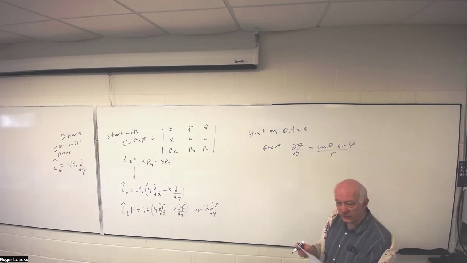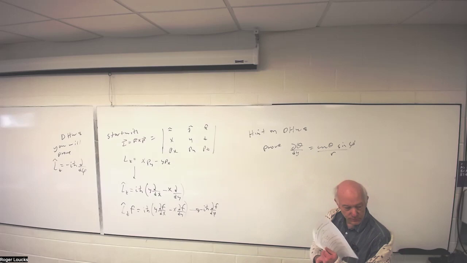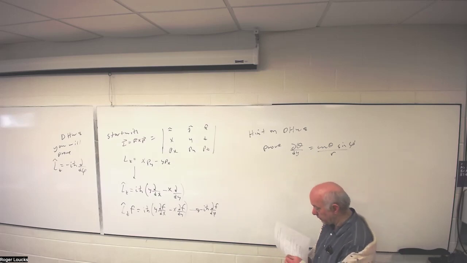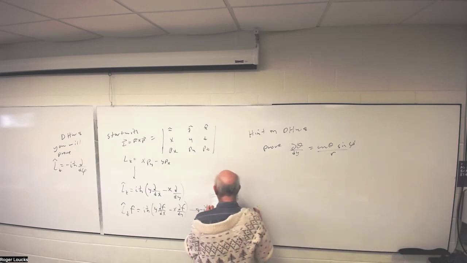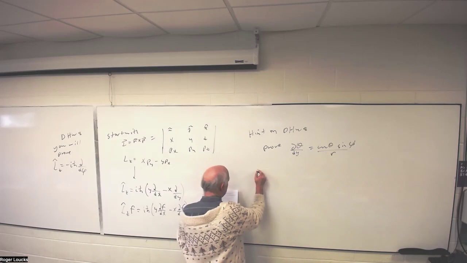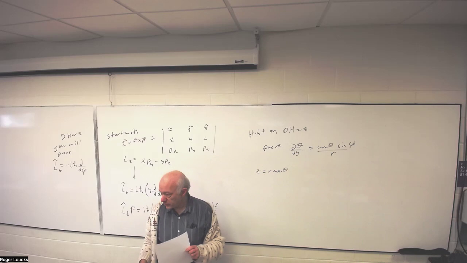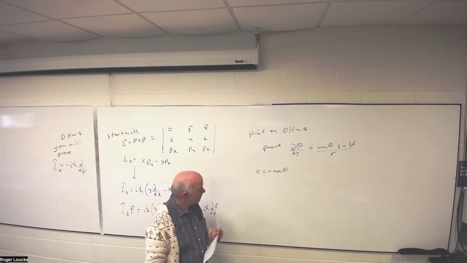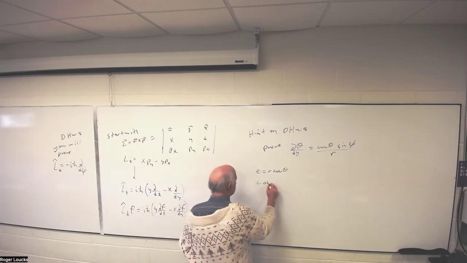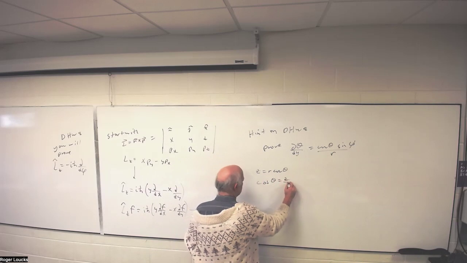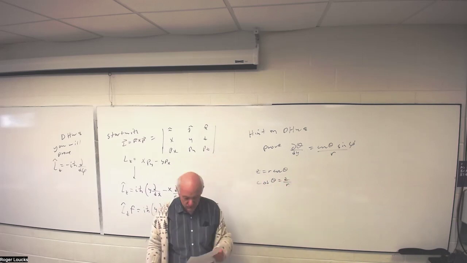Now, what kind of coordinate system are we in? The hydrogen atom? Spherical coordinates. So what do we know about these? We know that, remember, your z is r cosine of theta. Remember that? Okay. So your cosine of theta is z over r. Does that make sense?